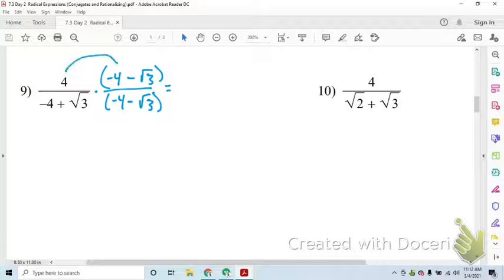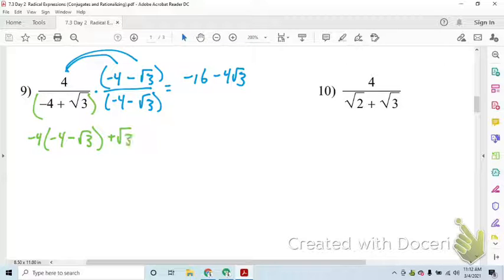4 times negative 4 is negative 16. 4 times negative root 3 is negative 4 root 3. So that's the easy part, or should be anyway. Now the denominator, that's where we earn our money. Negative 4 times negative 4 minus root 3, and then plus root 3, and then negative 4 minus root 3.